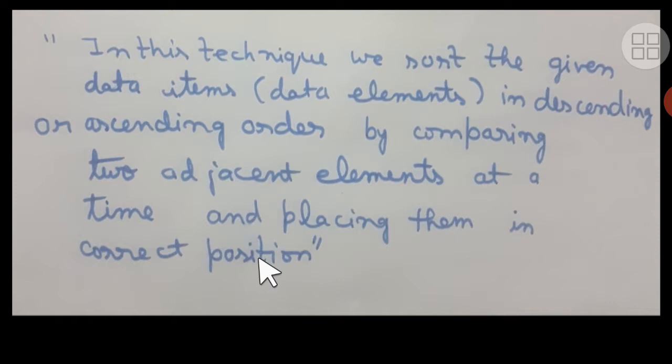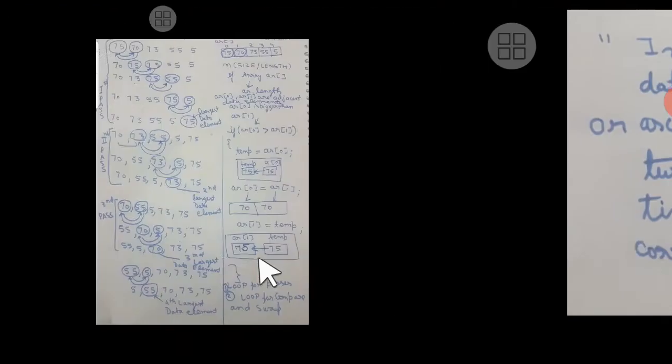So here students, if the first element is bigger than the next one, that means they are in the wrong order for the ascending order. If the first element is smaller than the next element, and we are sorting the data in the descending order, then we have to change the order. All right, so how does it work?